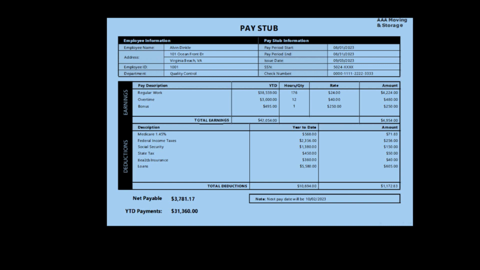In the employee information section, the pay period start date and pay period end date provide guidance on the pay cycle the employee is on, such as weekly, bi-weekly, semi-monthly, or monthly pay cycles. Here AAA Moving Storage pays Alvin monthly. Also, in calculating the monthly gross income from the year-to-date amount, the pay period end date is a necessary element. The earnings section is the most important section of the pay stub for determining monthly income for child support purposes.